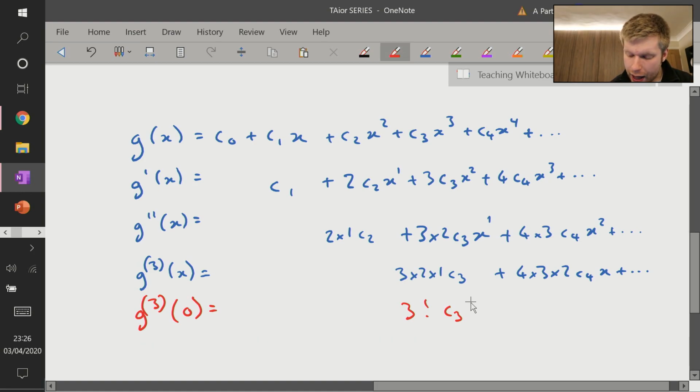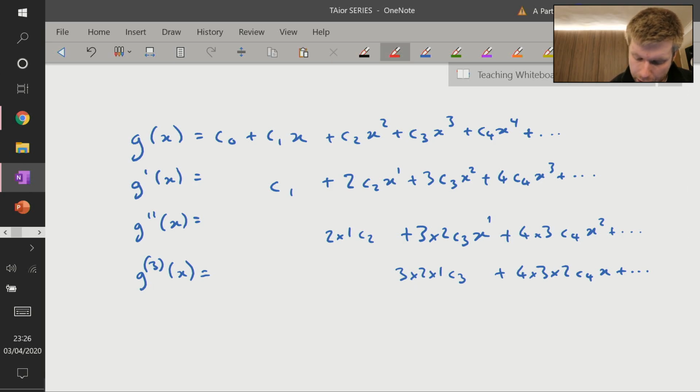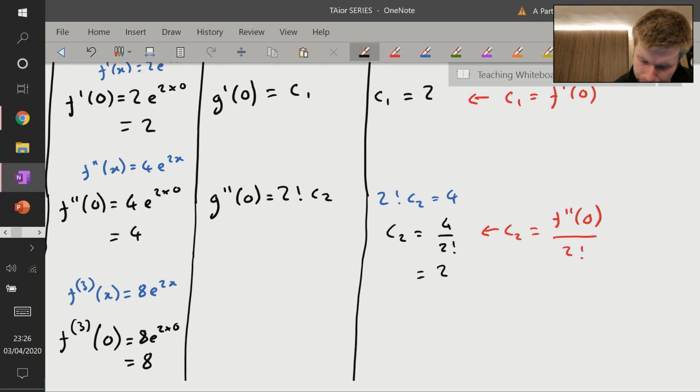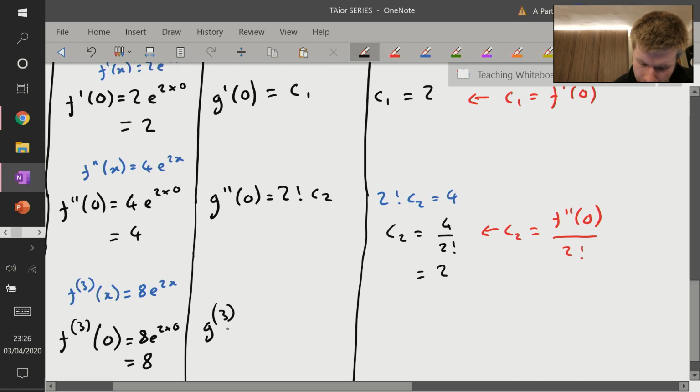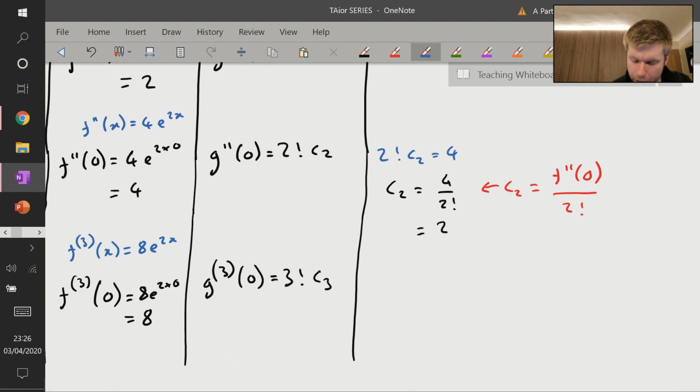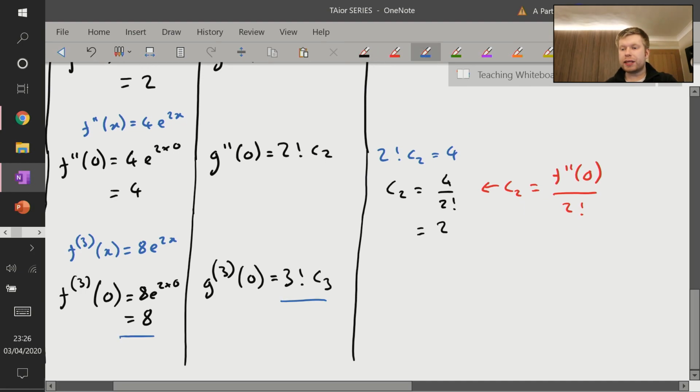So let's come over here and let's copy that across. So this thing here now, the third derivative of my function g at the point x equals 0, will be 3 factorial times c3. Okay, now remember, if I want this to be a good approximation, I want this thing to be the same as this thing. In other words, 3 factorial times c3 should be equal to 8. Well, after a bit of rearranging, I can say that c3 is going to be 8 divided by 3 factorial.